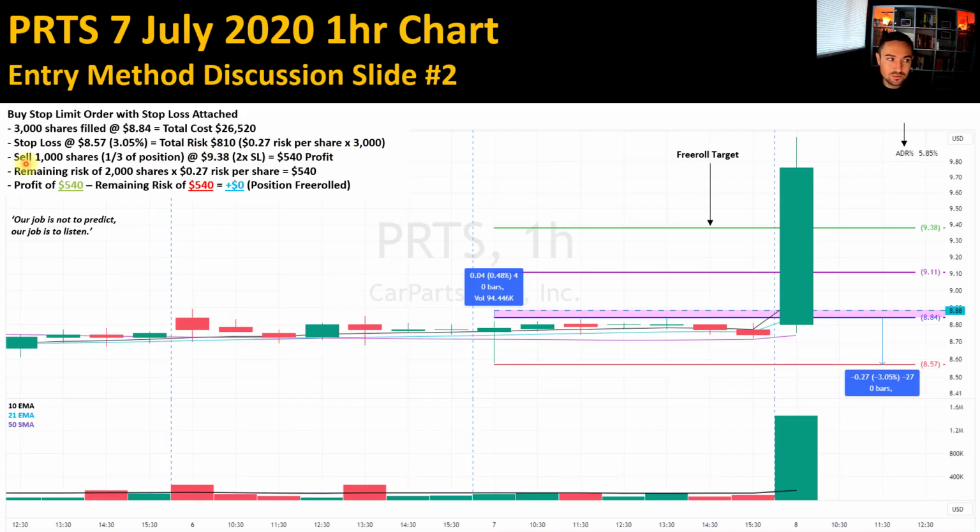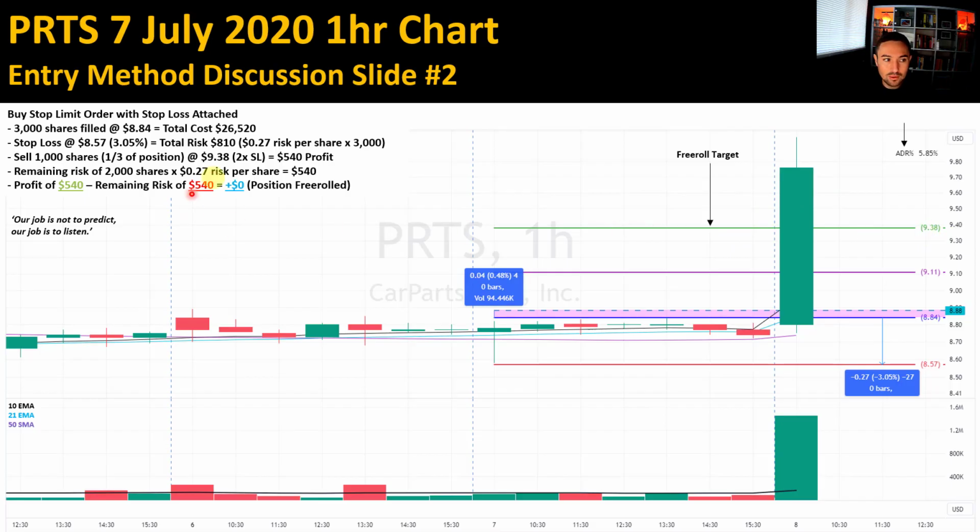So what I would then do is use a sell limit order at a specific level. Once the order is live, I put in a sell limit order at the level that I'm looking to free roll. So we could sell 1,000 shares with the sell limit order, which is going to be 1/3 of the position. We bought 3,000 shares. We're going to sell 1/3 being 1,000 shares. Now, where are we going to do that? Well, we're going to do it at $9.38. So I then put a sell limit order in here at $9.38 once the position is filled.